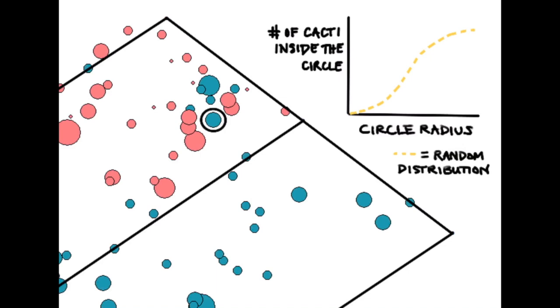To illustrate this, here is a random hedgehog cactus from our area of interest. When we start with a small circle, there are no other individuals within the circle. Therefore, we fall below the line of random distribution on the graph.